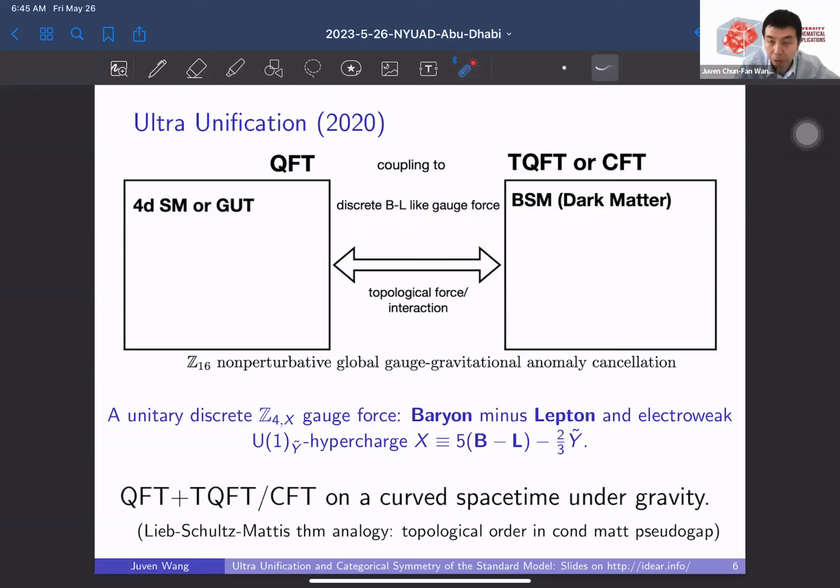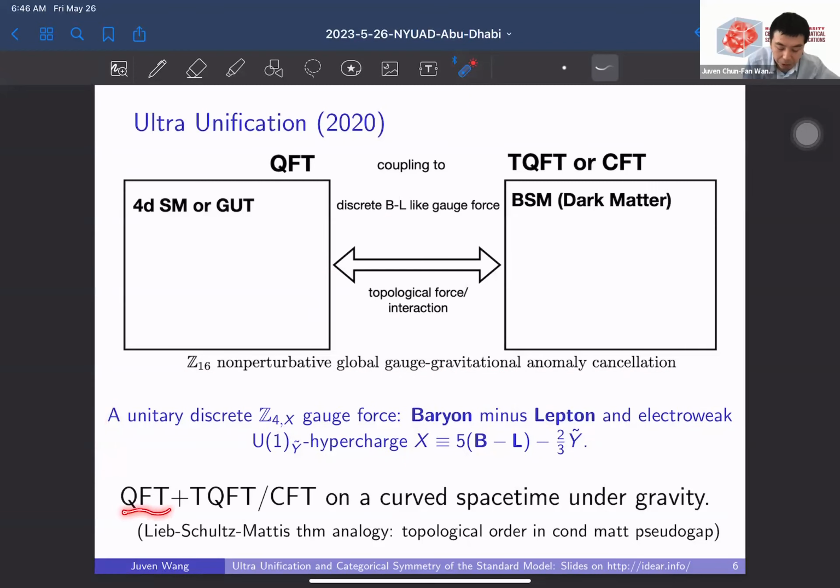But because it's discrete, there's no propagating spin-one B minus L photon. You only have some topological interactions. So the interaction is something like a statistical braiding process between the lines and observable operators on one side with some observable line and surface on the other side. Okay, like a Hopf-link type of interaction. And the whole system is meant to cancel some global anomaly, for example the Z16 class. And these involve the gauged B minus L and gravitational type of anomaly. Okay, so this is the idea.